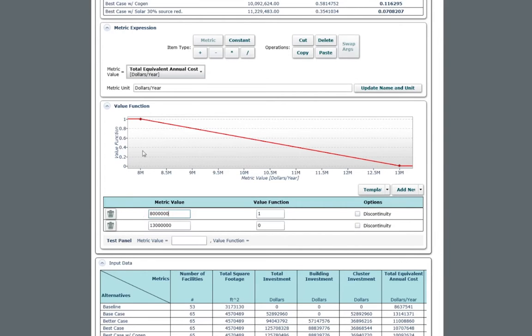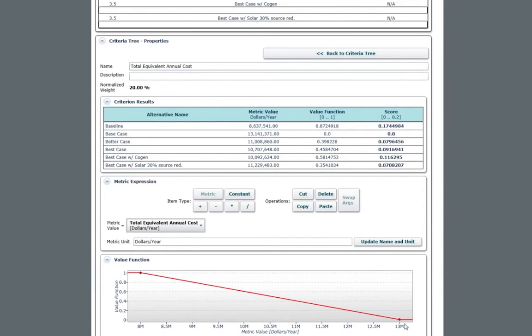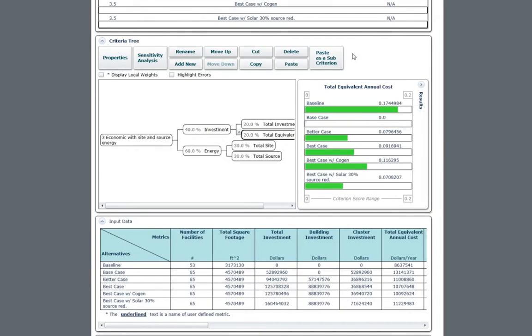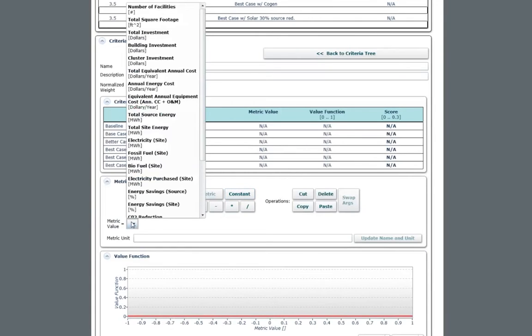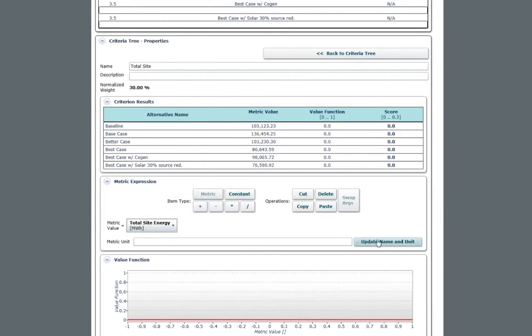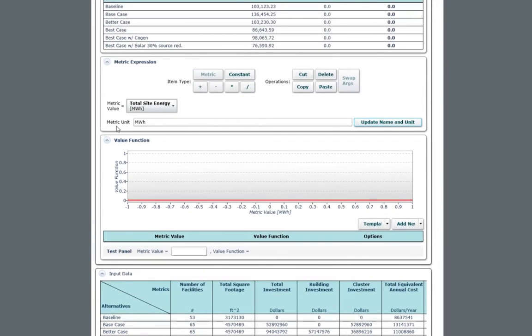Okay, so that's what we added in Model 2. We added that payment weight. And we want to go to our total site. This is going to be total site energy. Back to our tree, total site energy. What was it? Okay, I remember. Megawatt hours, update that. We want to minimize that as well.